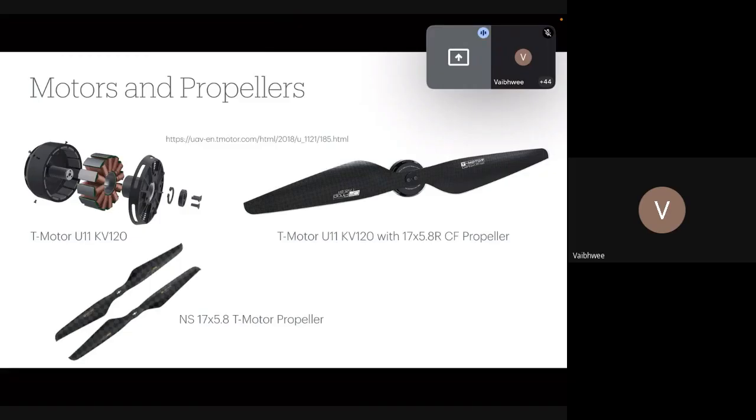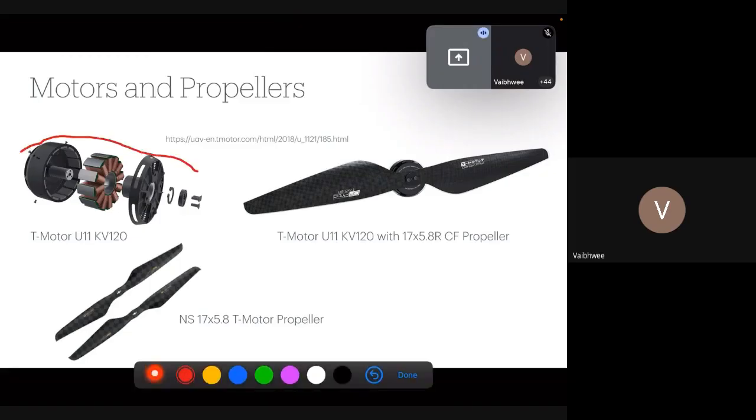This is an exploded view of the same motor that we were discussing, and these are the propellers. In the case of multirotors, the number of counterclockwise propellers is the same as the number of clockwise propellers, so as to counter the drag effect that is generated by one propeller with respect to the other.